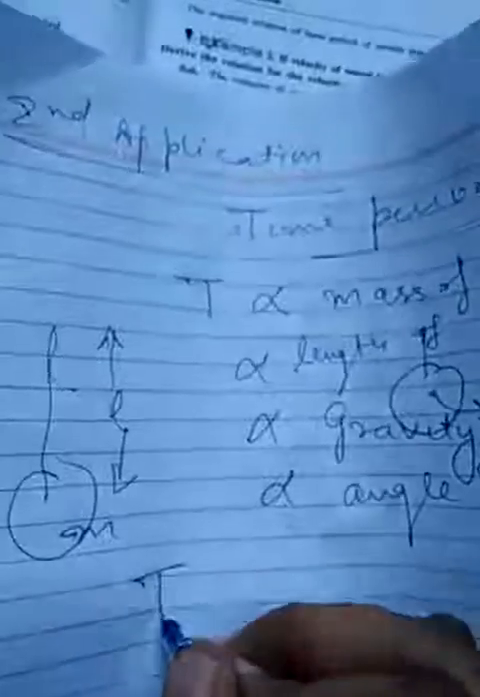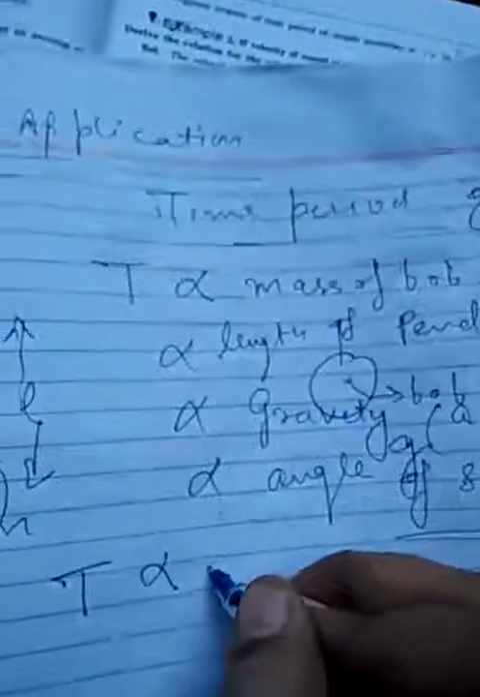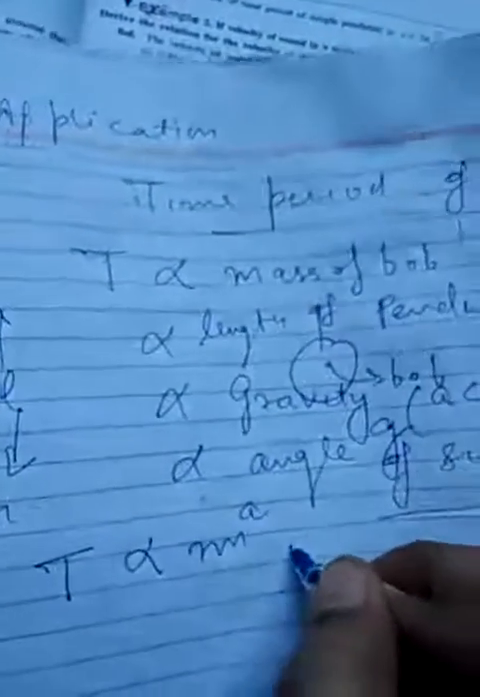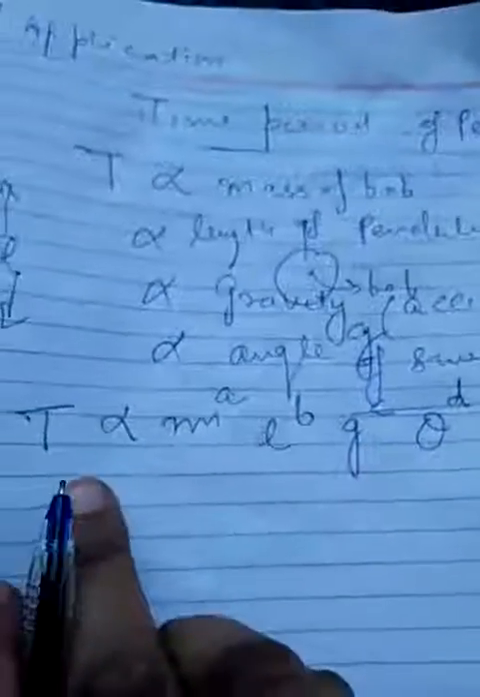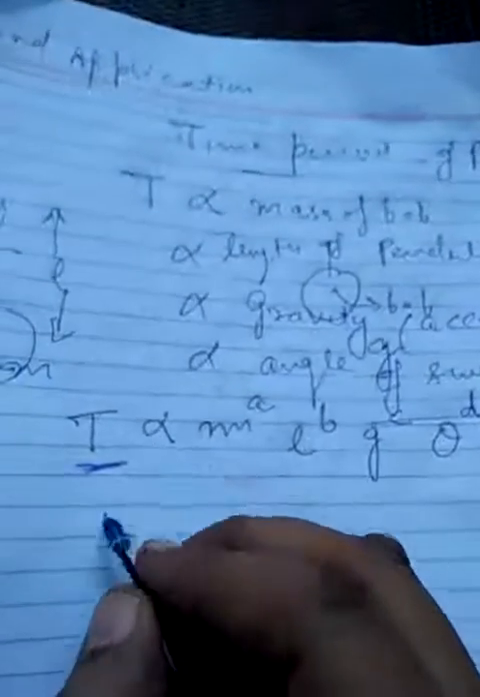So we will write this relation as: time is directly proportional to m raised to the power a, then l raised to the power b, then g raised to the power c, and theta raised to the power d, where a, b, c, d are the powers, and for time we have to find the dimensions. Now we will remove this proportionality. Let us say the constant is k, so T is equal to k into m^a, l^b, g^c, and theta^d. So this is the expression which we are going to get.